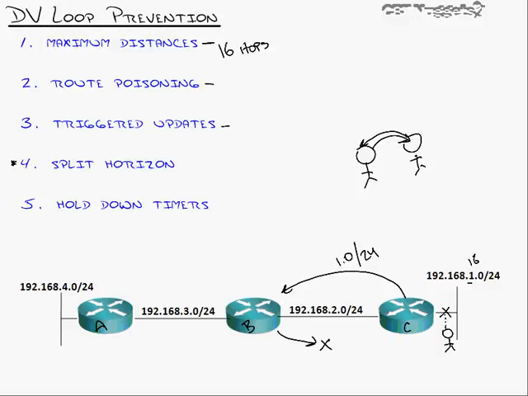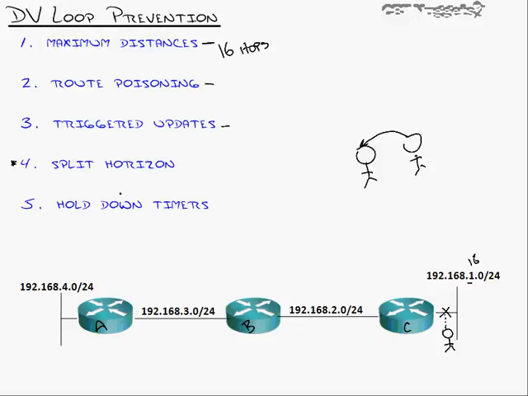Now you'll see when we get into some of the advanced WAN network diagrams why this can cause some problems, especially in networks like frame relay. But for now, split horizon is definitely a good thing. Last but not least is the hold down timer. Your best and worst friend when it comes to loop prevention.